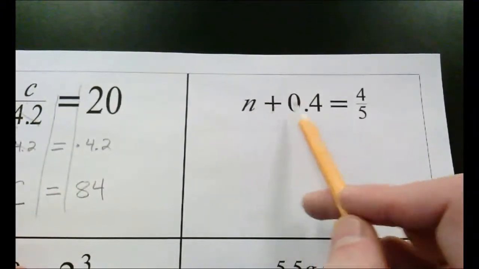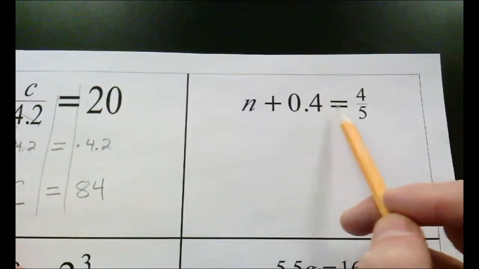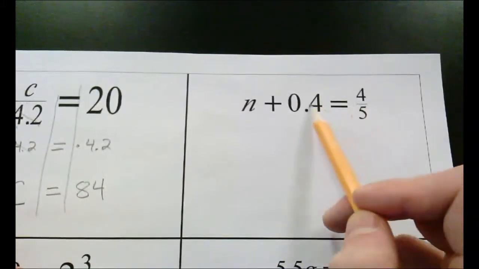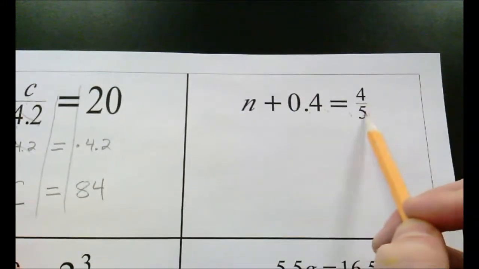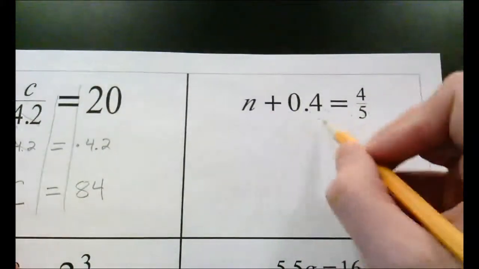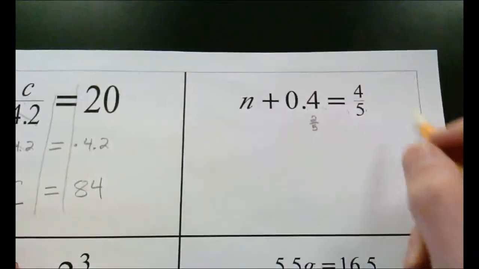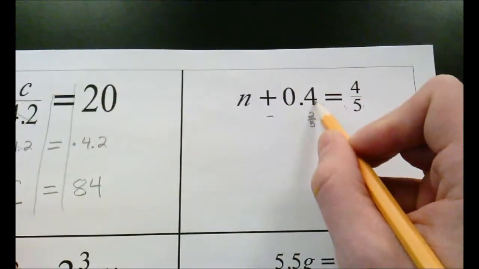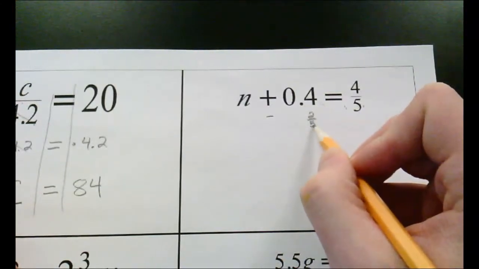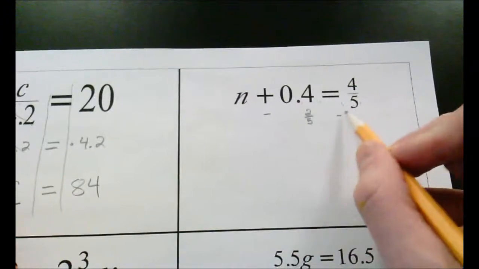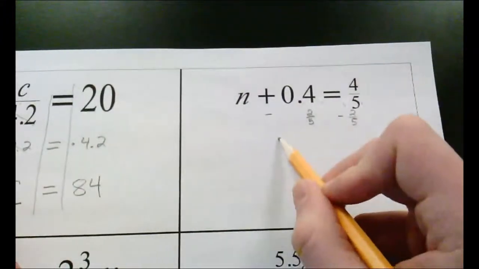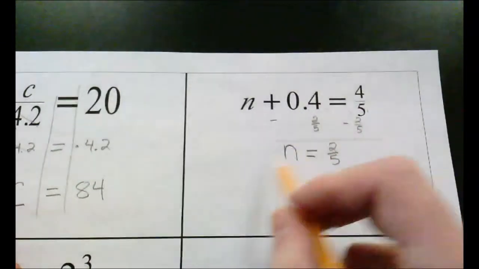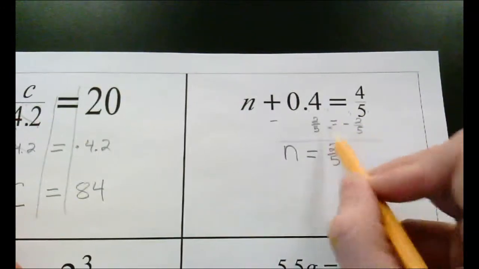Next, n plus 4/10 or 0.4 equals 4/5. Well, fractions and decimals, I need to be able to convert back and forth. So if I want to turn this into a fraction or this into a decimal, it doesn't matter either way. This here is 2/5. This here would be 8/10. Now, subtracting 4/10 is the same thing as subtracting 2/5. I would subtract, because the opposite of add is subtract. So I would subtract 2/5 over here, and what I'm left with is n equals 2/5.